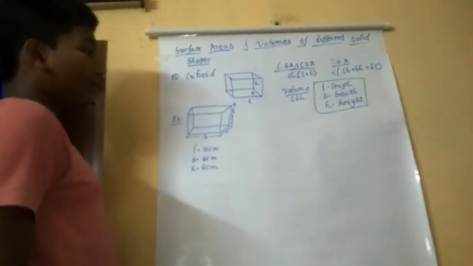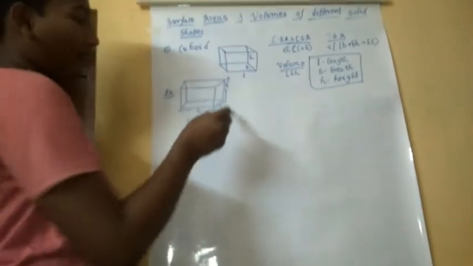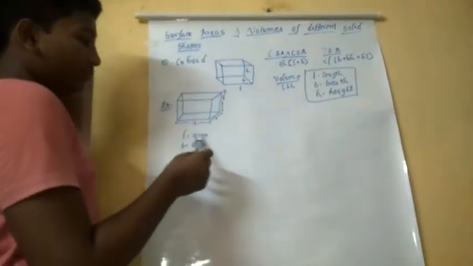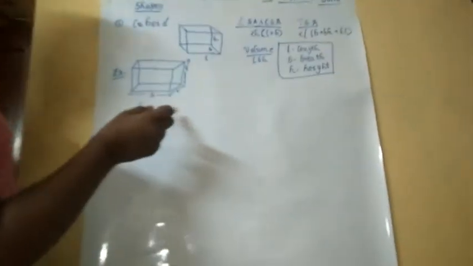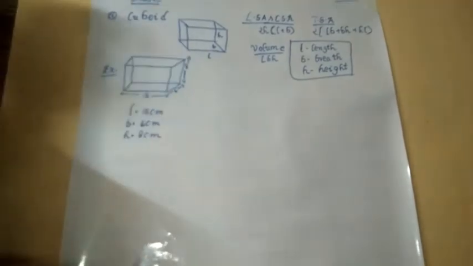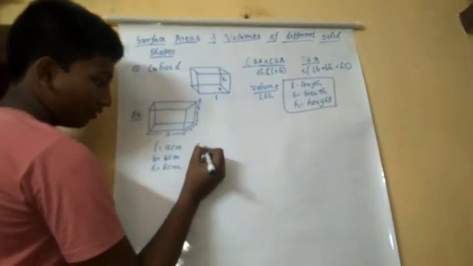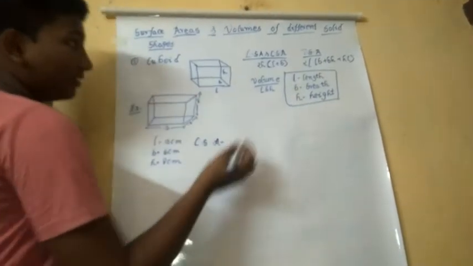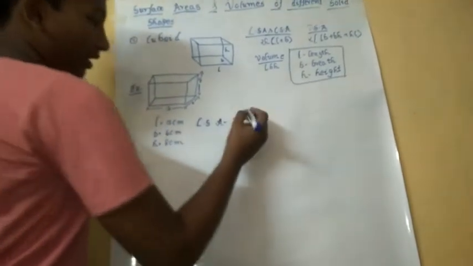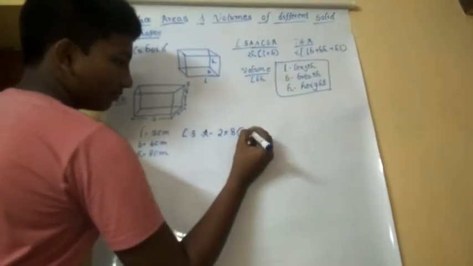Let's take an example about this. I have drawn the cuboid and written the values: L equal to 15 centimeters, breadth equal to 6 centimeters, height equal to 8 centimeters. So let's solve this. First we do the LSA. The formula is 2 into (L plus B) into H, which is 2 into 8 into (L plus B), 15 plus 6.